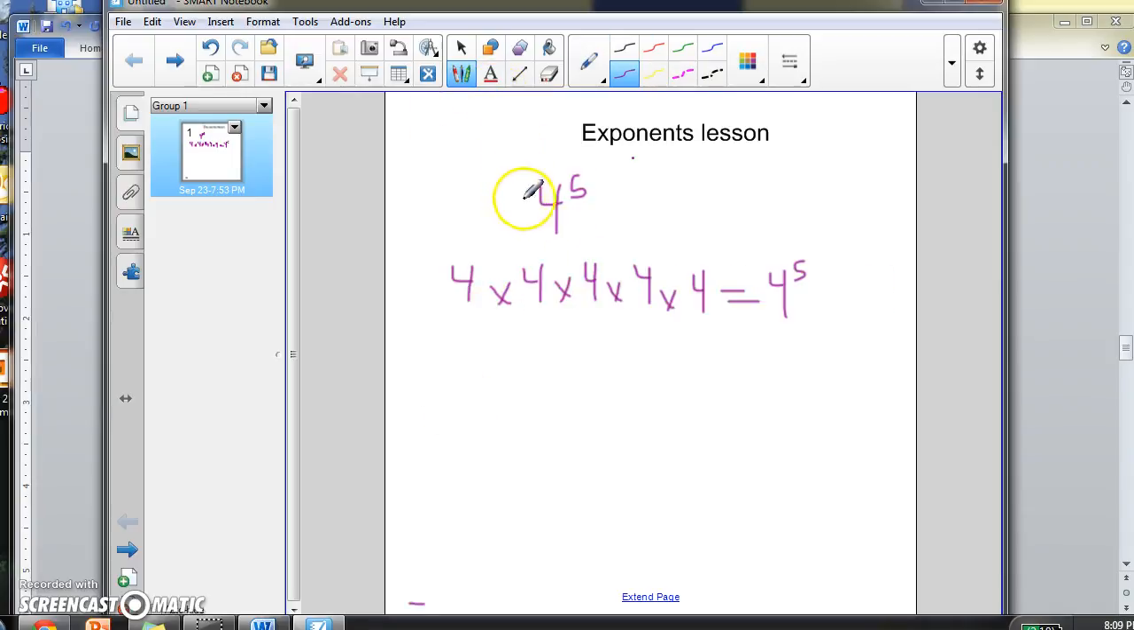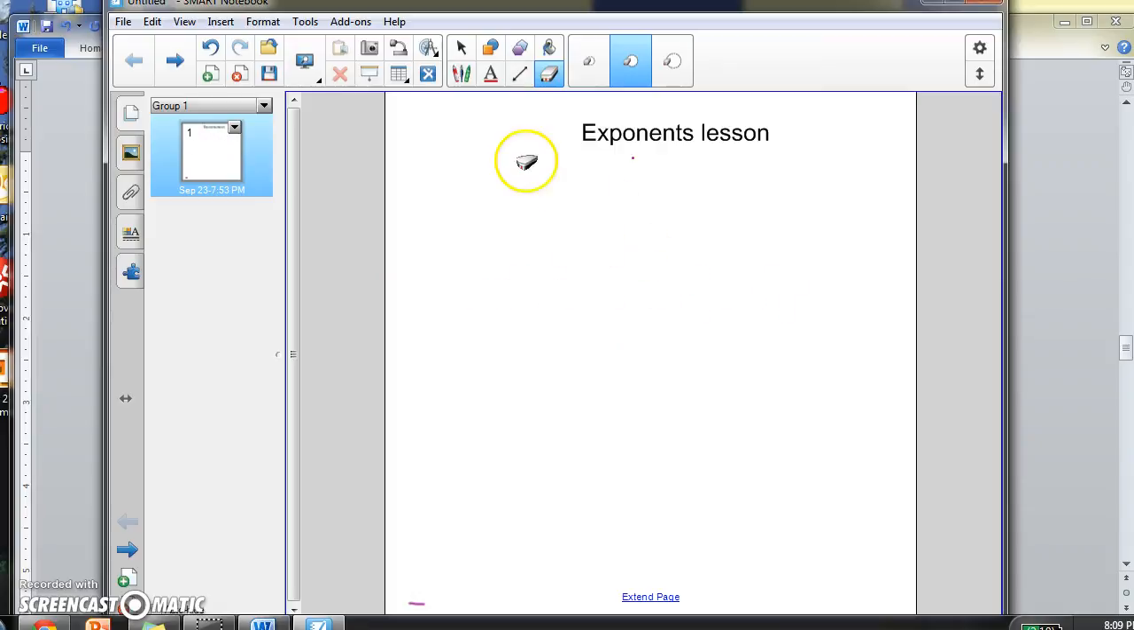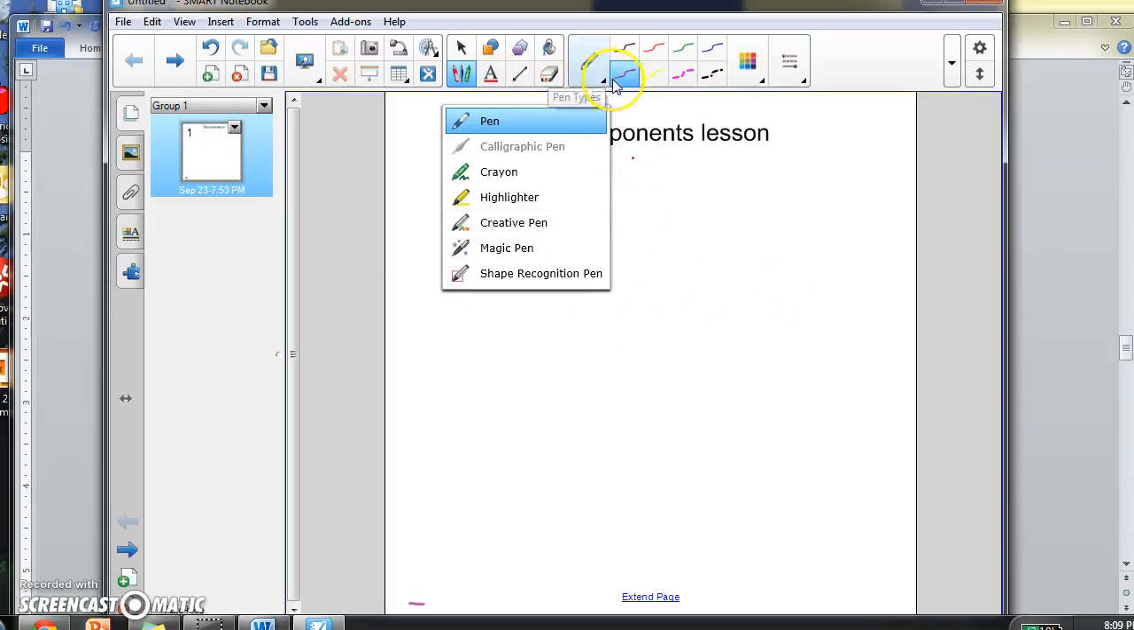So I have one here, 4 to the 5th power. 4 is my base. How many times I multiply it? 1, 2, 3, 4, 5. 4 to the 5th power. Okay, we're going to do one a little bit bigger, but we're going to solve it here. I'm going to teach you how to solve.